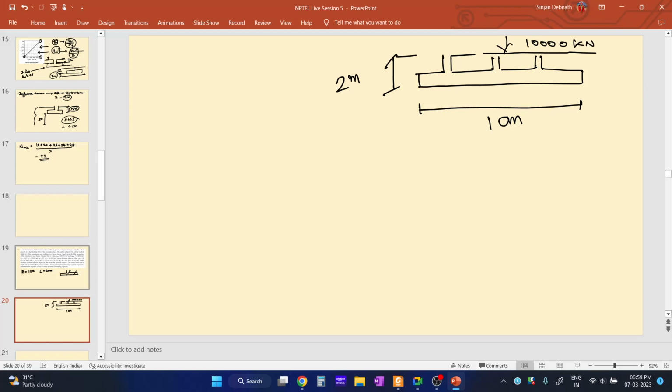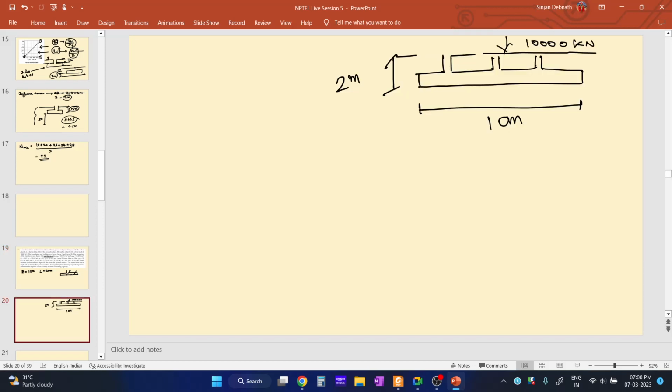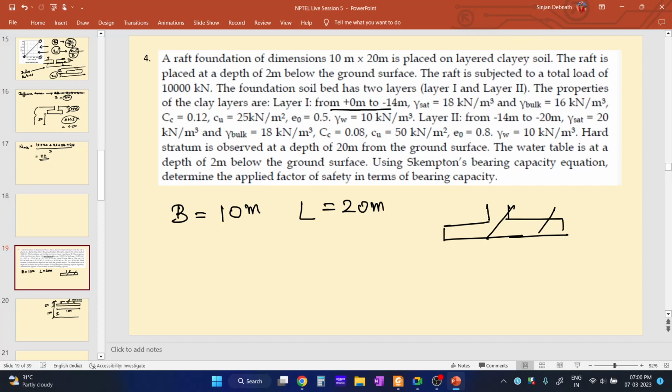Okay. And what else? The foundation soil has two layers, layer 1 and layer 2. The properties are given over here. The depth of the first layer is given. It is from the ground surface from 0 to 14 meter. Okay, so up to this. Suppose 14 meter. This is layer 1, the first layer. Okay, and these are the properties.